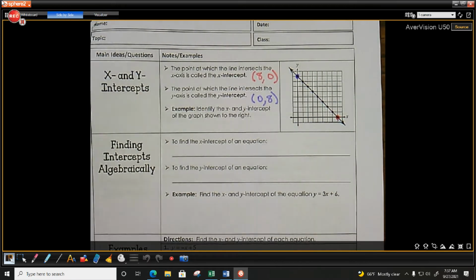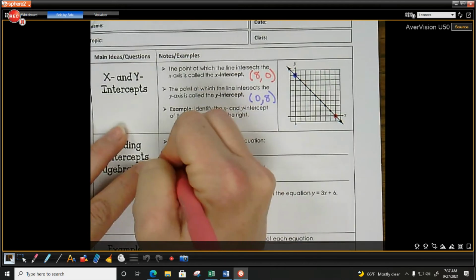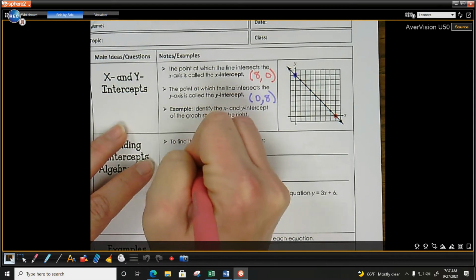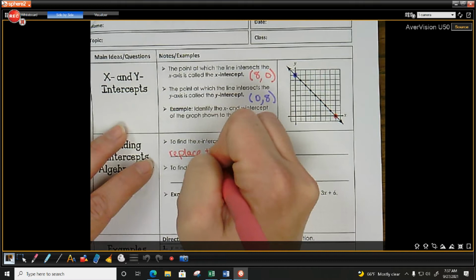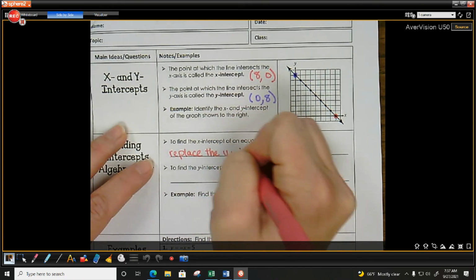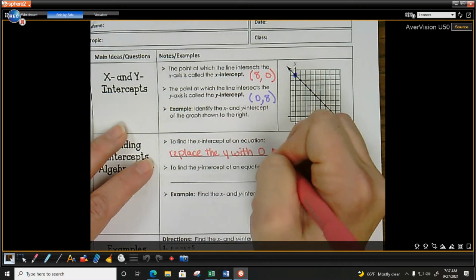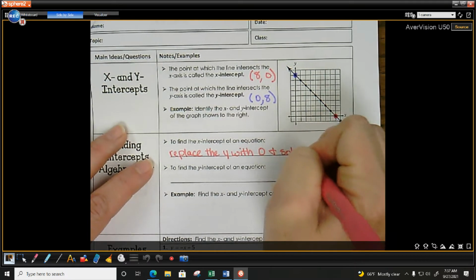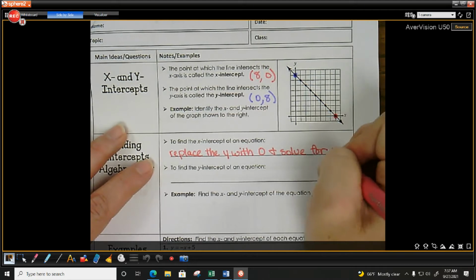You just go along the x-axis. Find where it hits the x-axis, that's your x-intercept. Go along the y-axis, where it hits the y-axis is your y-intercept. Write them as ordered pairs. Okay? So it's relatively easy from a graph. You just look at the graph. Okay? But we are going to look at equations today. To find an x-intercept of an equation, you are going to replace the y with 0 and solve for x.